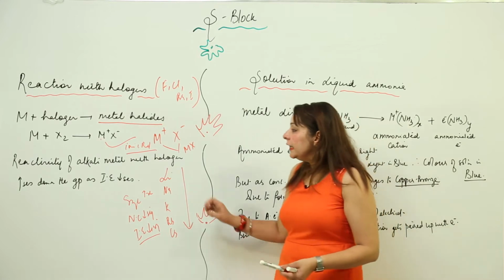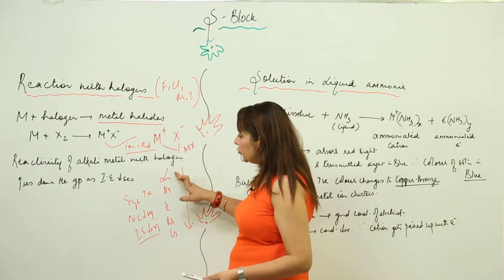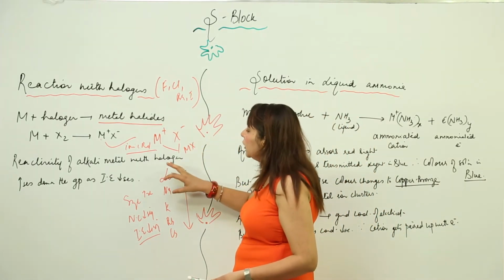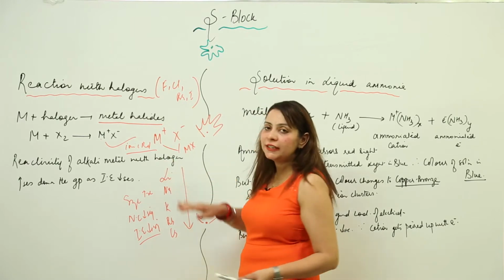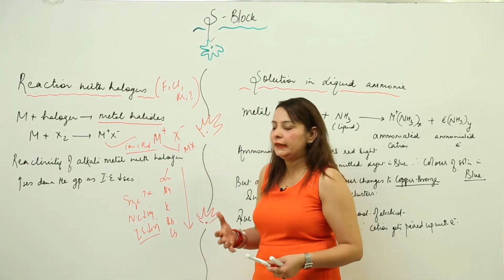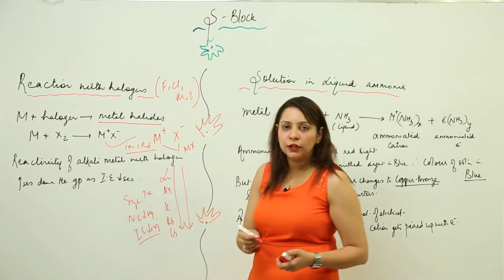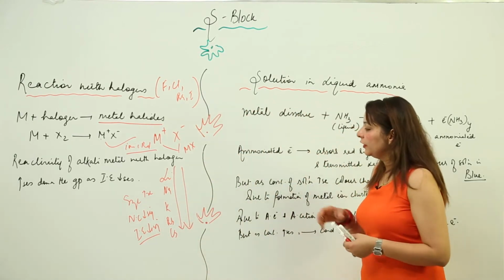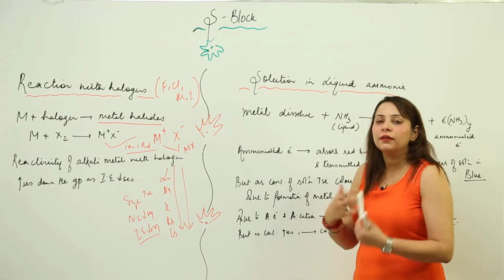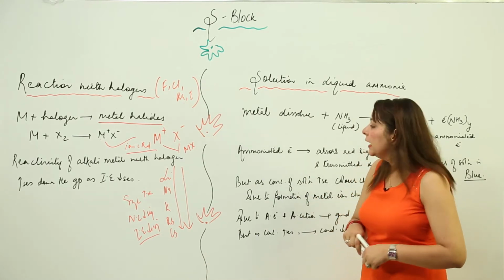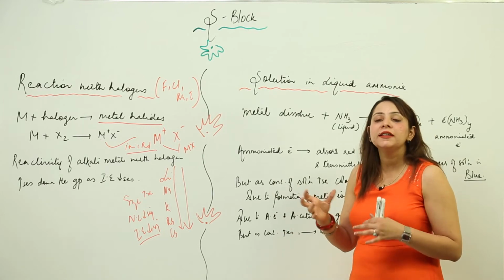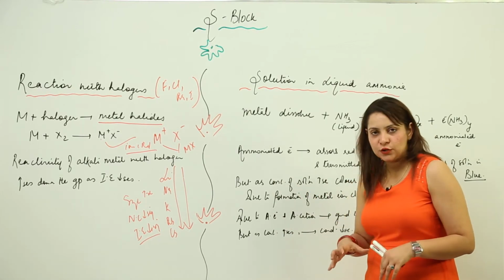So lithium forms a halide obviously, and their halides, you'll see, are covalent in nature. We'll discuss that later. But as we talk about this, the reactivity goes on increasing down the group, and cesium reacts more readily with the halogen forming halide as compared to lithium. The reason behind this is the size and the ionization energy.